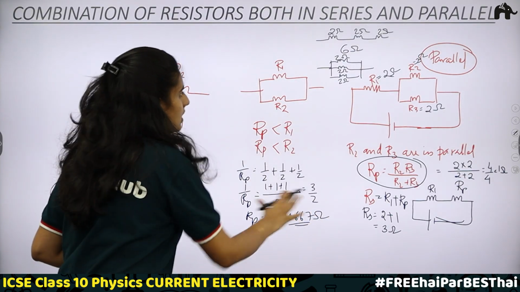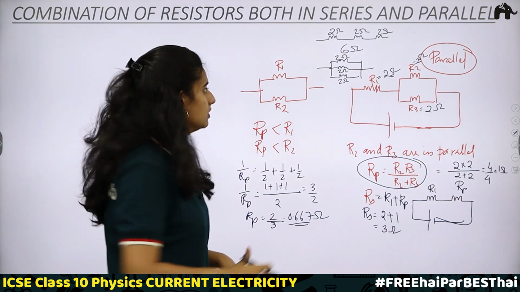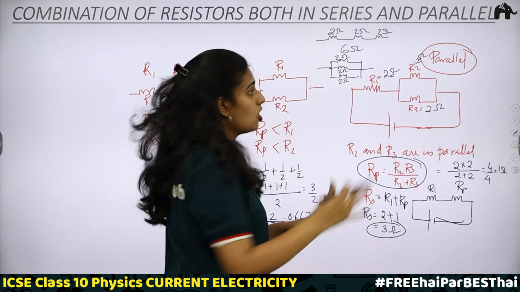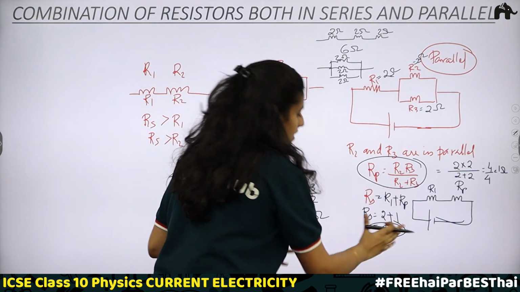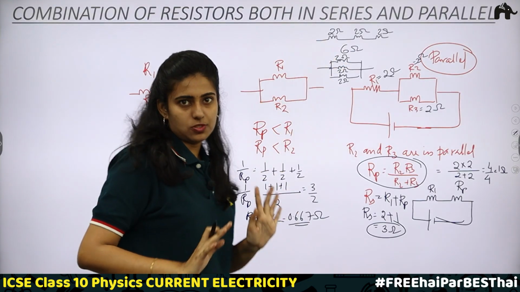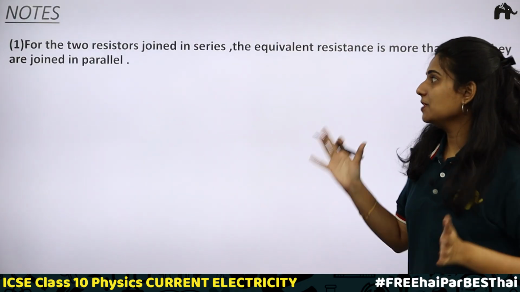Okay. Now you can see this is a small value. Here we are getting a higher value. And this is 3 ohm. Okay, when there is a combination of series and parallel, you will be getting a value which is in between the Rp and Rs values. Clear? We have some important points to be discussed.